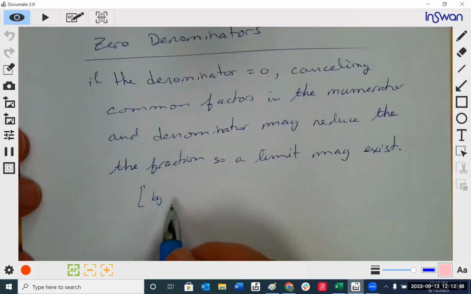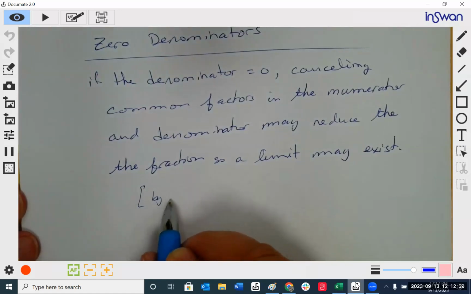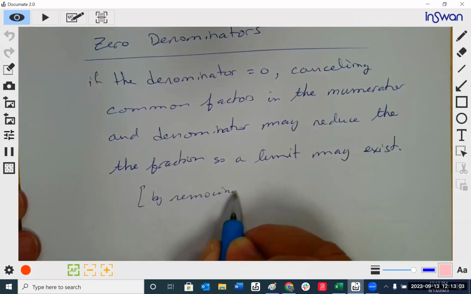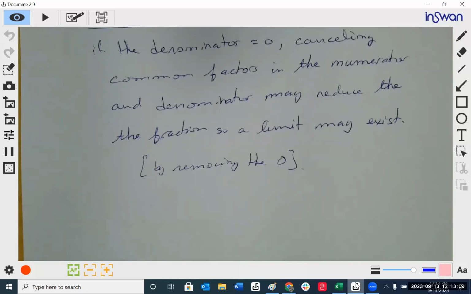That's why you factor before you find the answer. But you first have to figure out if it's 0. If it is, then try to factor it by removing the 0. Because if you factor something out and cancel it, what you're doing is eliminating the 0 part of it.